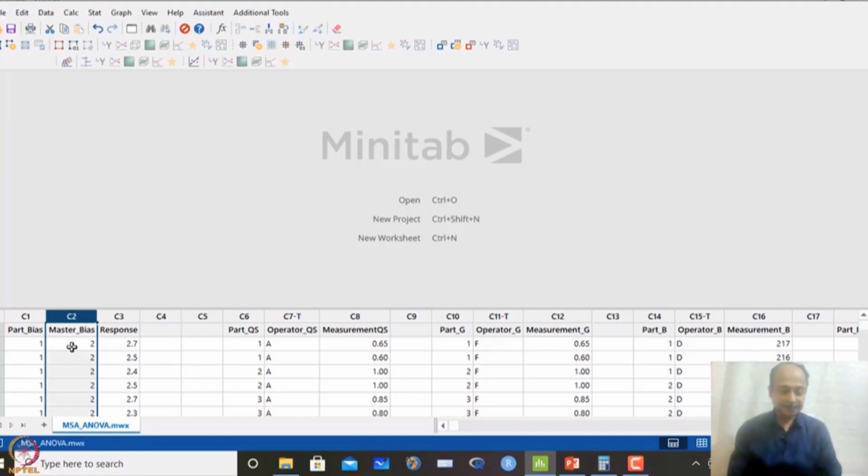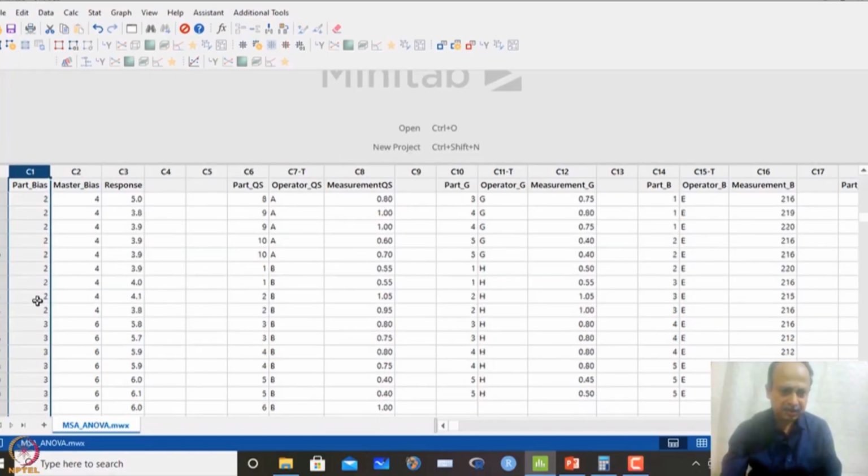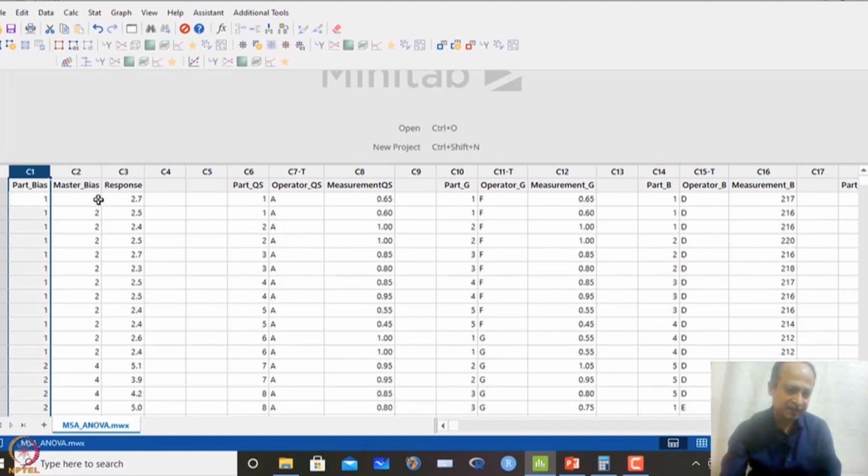So in this case, how many parts are there in the C1 column? We can just see this one. The number of observations is under part, and there are 5 parts over here, and the 5 will have different specimen values. So the parts that we have taken over here have a specification of 2. So the first part has a value of 2, basically the master value is 2.